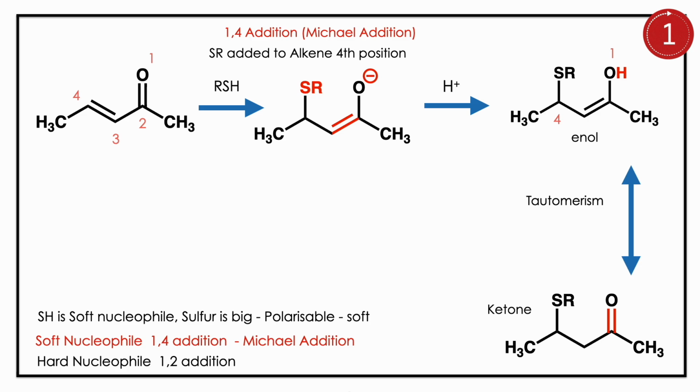So thiol adds at the fourth position. Double bond delocalizes. You have one nucleophile. Then H plus added. You have alcohol. If you look closely, alcohol is enol. It converts into ketone. So methyl added at the fourth position. Hydrogen added at the first position. So 1,4 addition happened. Thiol added to the fourth position. The concept you learned here is soft nucleophile will add in the 1,4 position.